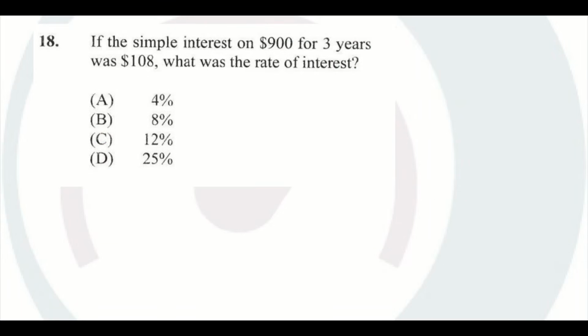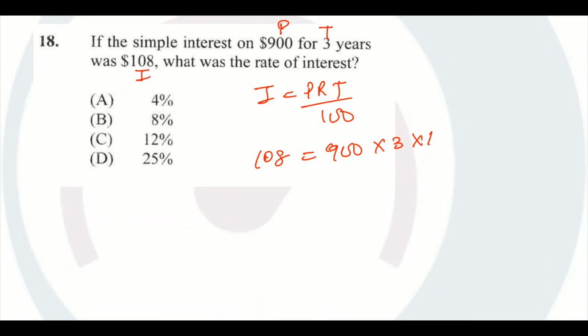If the simple interest on 900 for 3 years was 108, what was the rate of interest? Now we know the formula is I equals PRT over 100. So we have our simple interest, this is our principal, our time, and 108 is now our interest. So let's plug in what we have to find what we don't have. So we have 108 is equal to 900 times 3 times R, R is the rate, over 100.